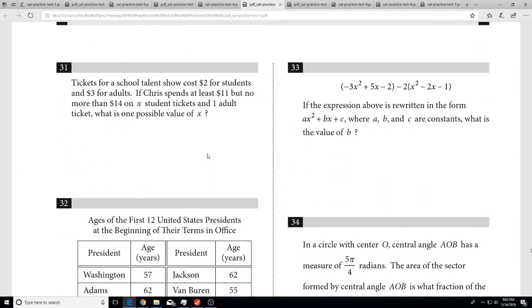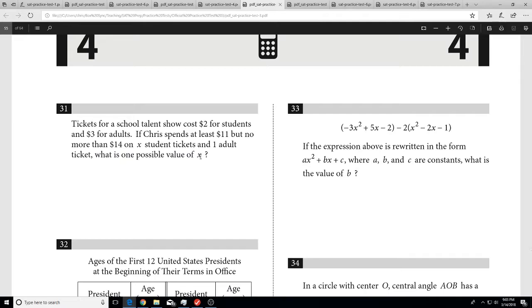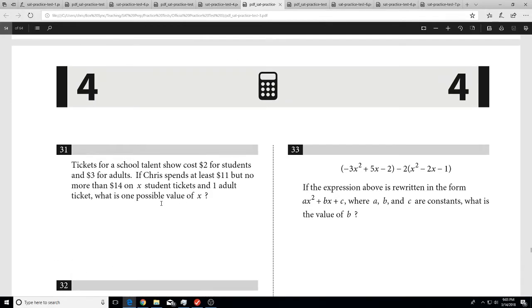Something else that the SAT has done is given questions where there's multiple answers. It says tickets for a school talent show cost $2 for students and $3 for adults. If Chris spends at least $11 but no more than $14 on X student tickets and 1 adult ticket, what is one possible value of X? So if you look at the answer key for this test, and this practice test and answer key is available on the College Board website, you will see that the answer key has more than one answer for X. So just get in that habit where you and your friend may get different answers but still both get the question correct.